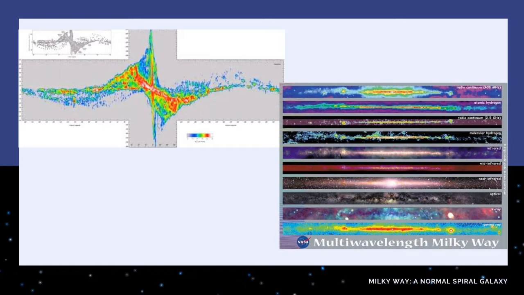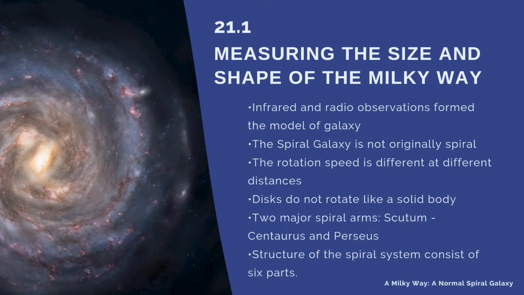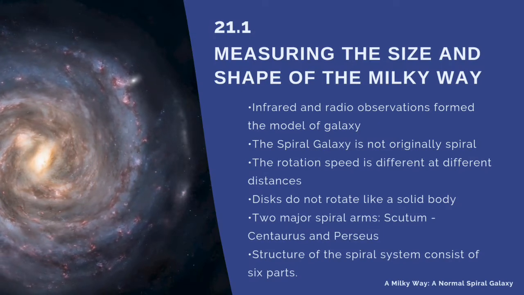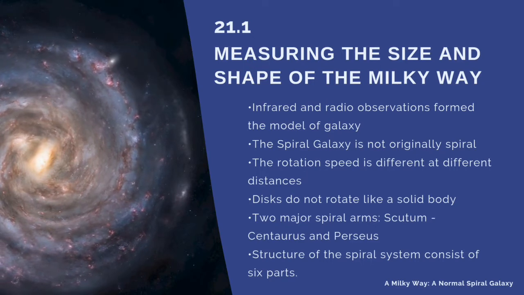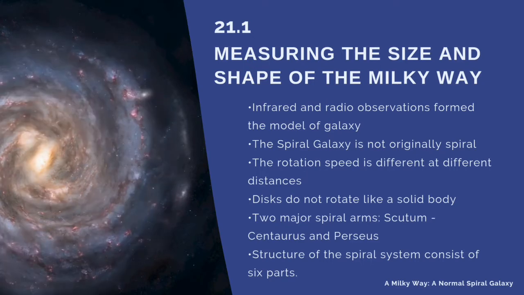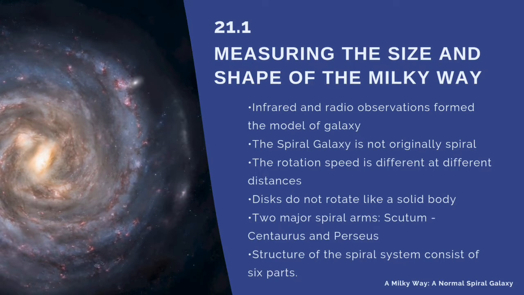With those observations, it showed two spiral arms with a concentration of young, hot O and B stars, and that confirms it as a spiral galaxy. Disks do not rotate like a solid body. Instead, material that is closer to the center takes less time to complete a revolution around the galaxy than does material farther out in the galaxy.